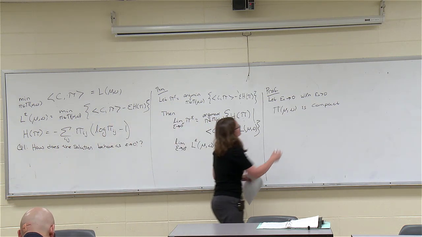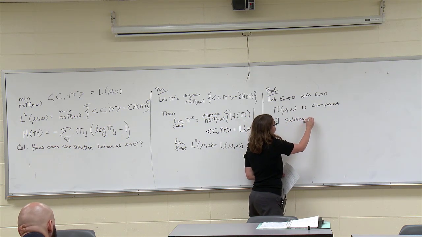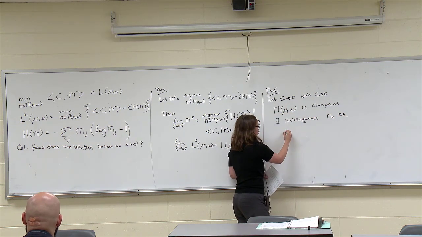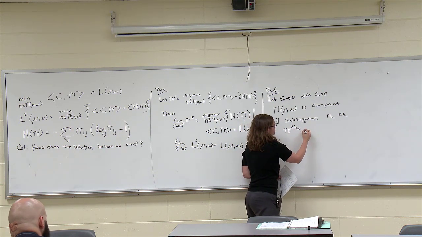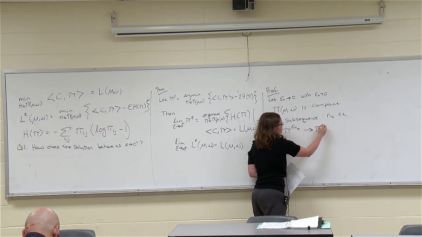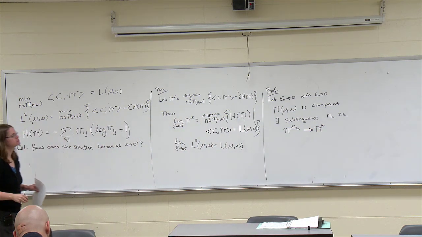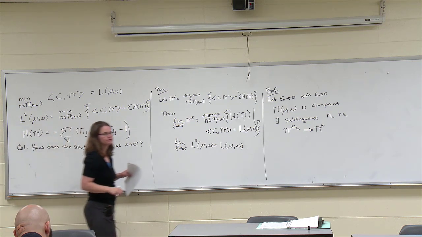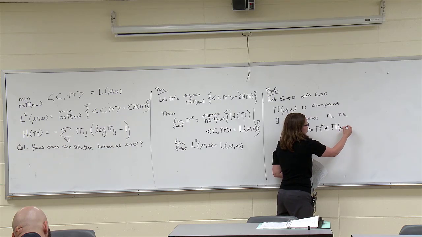So there's going to exist a subsequence, say n sub k, such that pi epsilon n sub k converges to some pi star. Yes, this is true for compact sets. And pi star is still feasible.